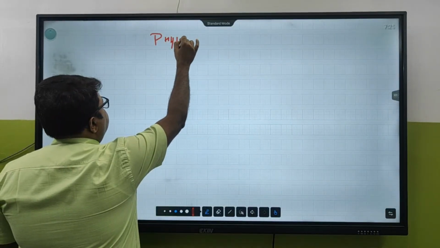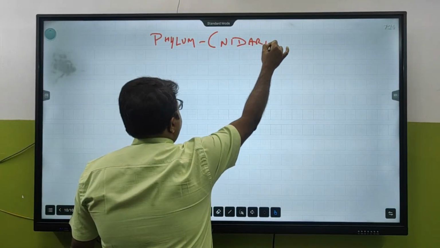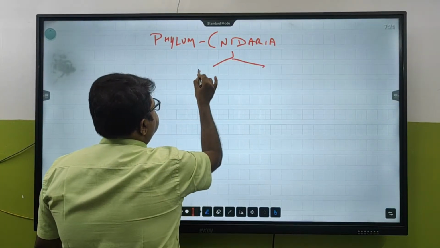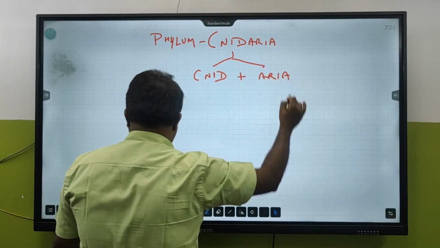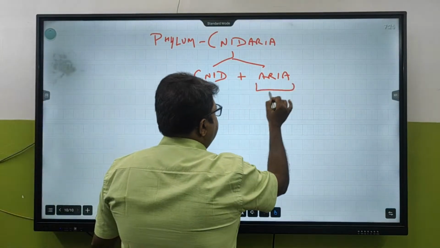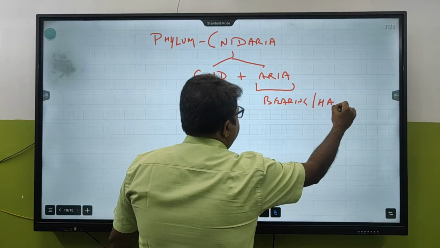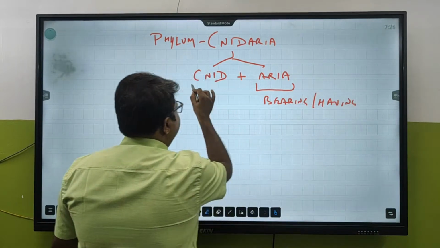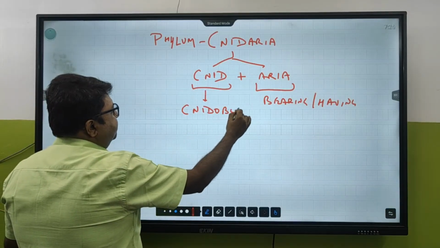Next is phylum Nidaria. Just break the term. Nid plus area. Area means bearing, having. Bearing or having. मेरे पास है. क्या है मेरे पास? मेरे पास nid है. What is nid? Nid stands for nidoblast cell.